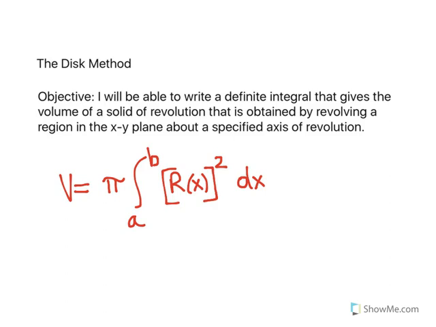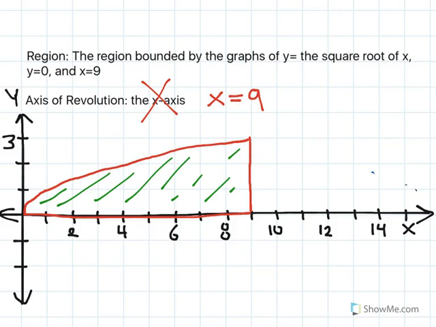So now we have developed something called the disk method for finding the volume of a solid of revolution that is obtained by revolving a region in the xy plane about a specified axis of revolution. Now when you have a horizontal axis of revolution, such as the x-axis, the height of each cylinder will be given by a change in x, so you will integrate with respect to x. But what if you have a vertical axis of revolution?